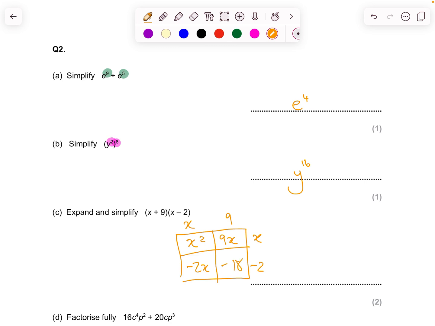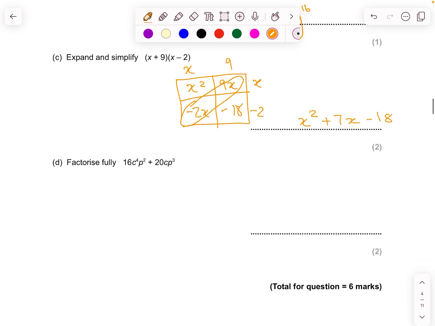You do get 1 mark for coming up with those 4 terms. And then obviously for the second mark, you need to successfully simplify 9x take away 2x, which is 7x. So your final answer is x squared plus 7x take away 18. A lot of you came undone with the expanding.